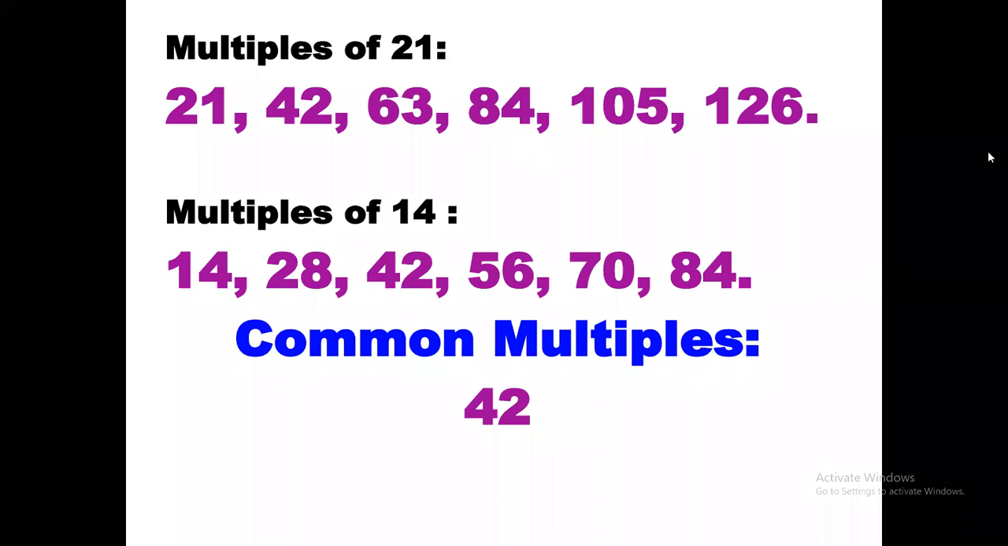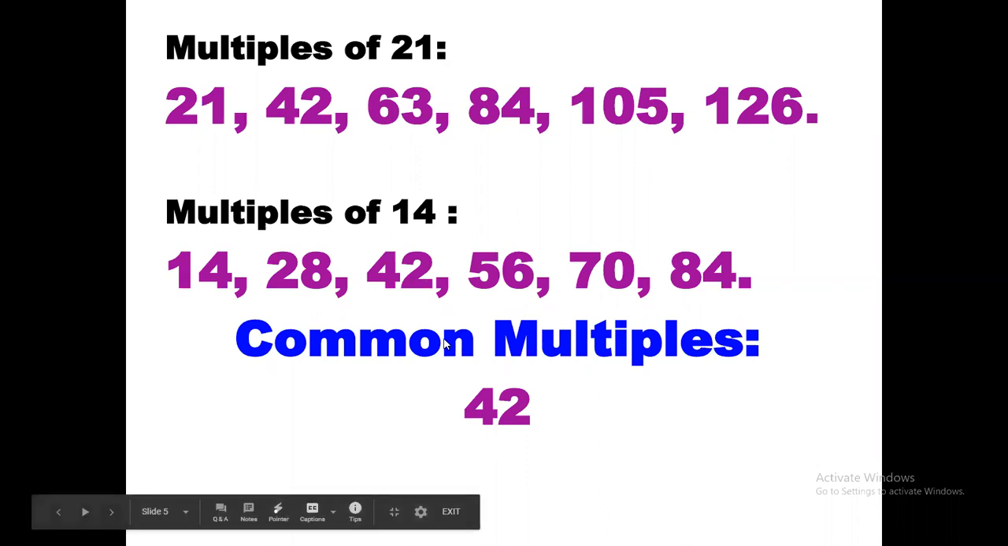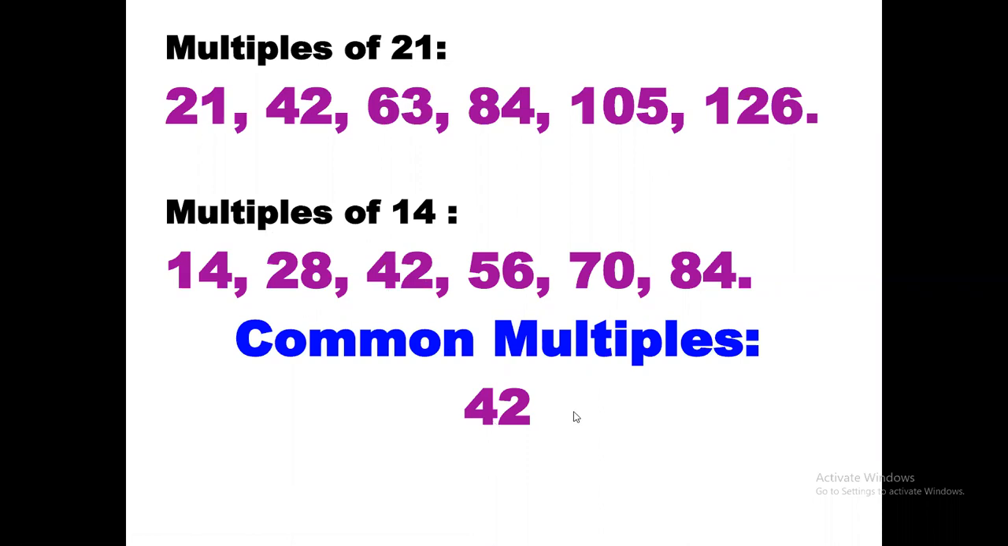Let's take one more example. You have to list the first 6 multiples of 21, and then the first 6 multiples of 14. I have done the same, and now you have to find out the common multiples in these two. 42 is the only number which is present in both of the lists. So this is your common multiple.